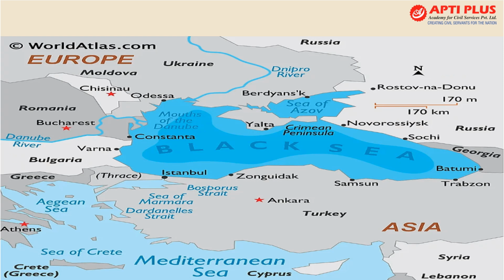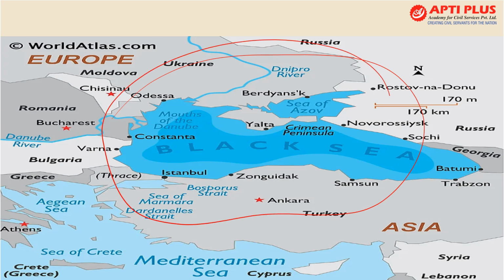Let's see the location. So Russia, Georgia, Turkey, and here again we have Turkey, Bulgaria, Romania, and Ukraine, not Armenia. Armenia is on the other side of Georgia, so Armenia is not the right answer. For example, the Crimean Peninsula, this is the Kerch Strait, that is connecting the Sea of Azov. Here the Danube river is flowing out. Here we have Istanbul, the Bosphorus Strait, this is the Sea of Marmara, and this is your Dardanelles Strait.